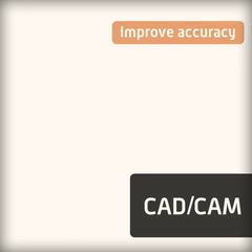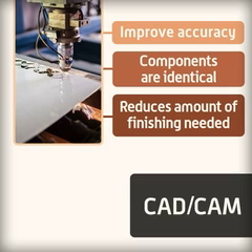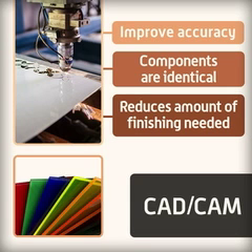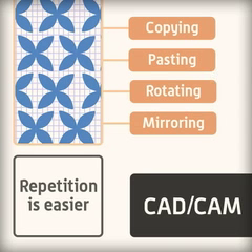The use of CAD/CAM can improve accuracy, as it is very precise compared to doing the task by hand. For example, laser cutters can do very detailed work that would be difficult by hand. Using CAM machines to cut things out also means that each component is identical and reduces the amount of finishing needed. A laser cutter gives an almost perfect edge when it cuts acrylic. Repetition is also easier as copying and pasting and rotating and mirroring are easily done, so a left-hand component can be designed by copying and flipping a right-hand one.